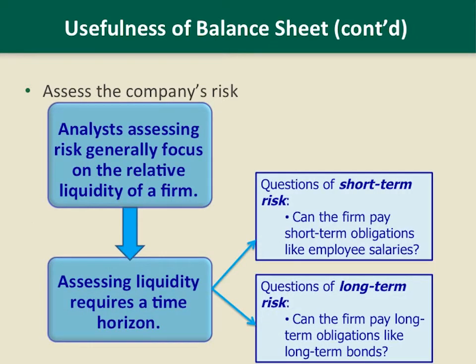And balance sheet information can help us to assess a company's risk, short-term risk and long-term risk. Short-term risk refers to whether the company can pay short-term obligations like employee salaries, like interest. Long-term risk is about whether the company can pay long-term obligations like long-term bonds.